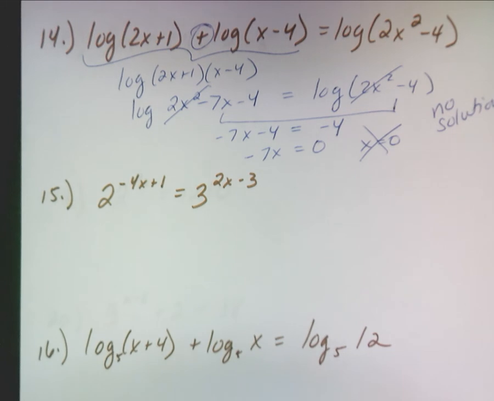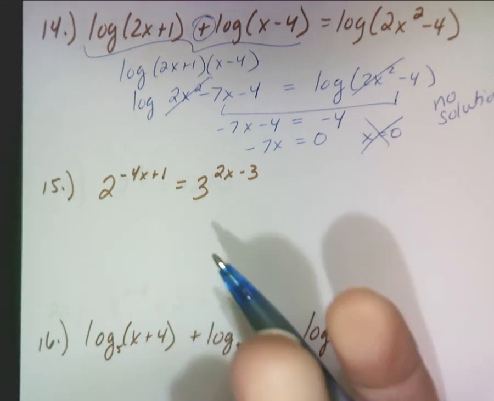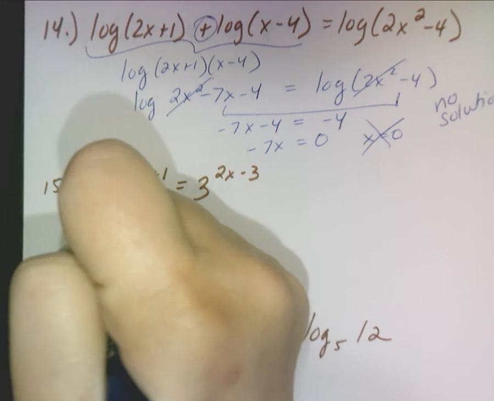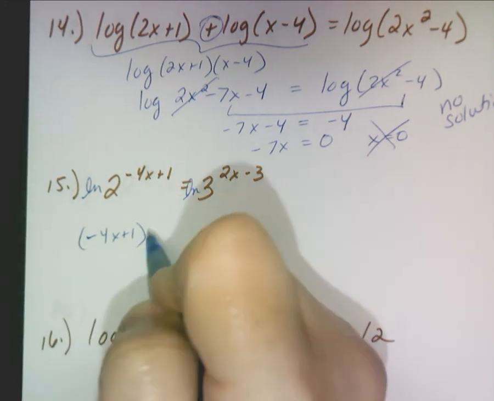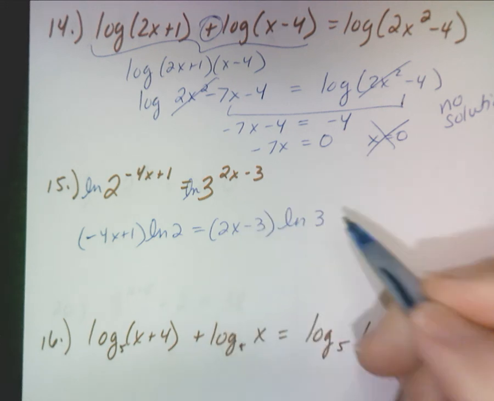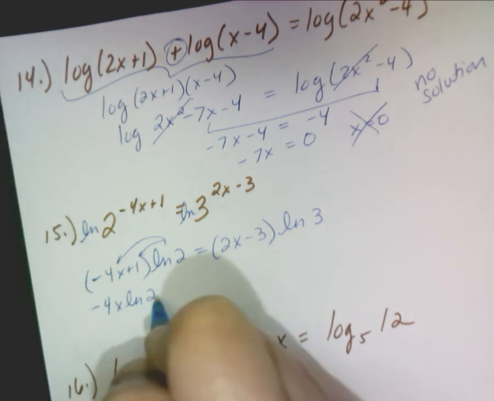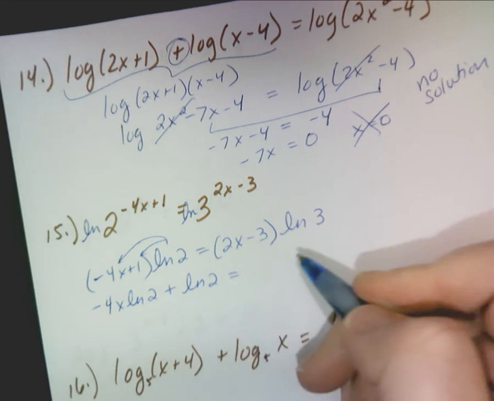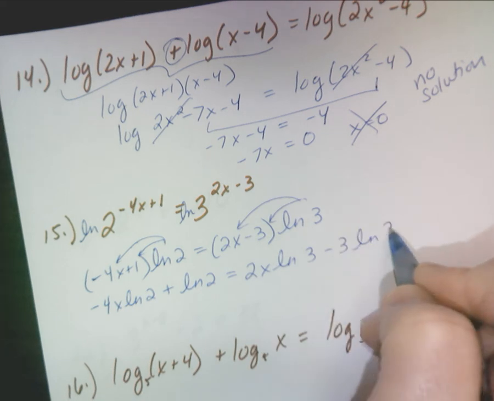Okay, number 15, similar to, oh, which problem was it? We did one just like it, and I can't find it. Number 10. Can't get these to be the same base, so take the log or ln of both sides. I'm going to ln it. I just like lning because it helps get rid of everything. So the exponent drops. 2x minus 3 is the exponent, and then ln 3. Distribute negative 4x ln 2 plus 1 ln 2 equals 2x ln 3 minus 3 ln 3.